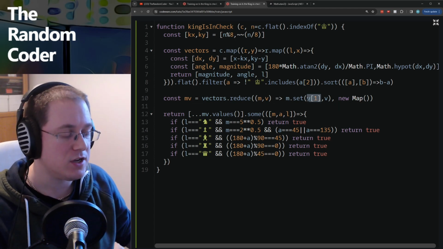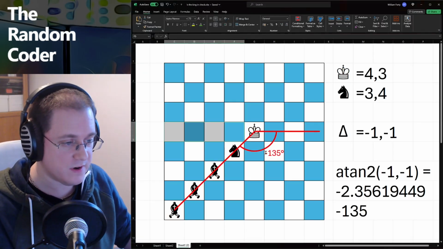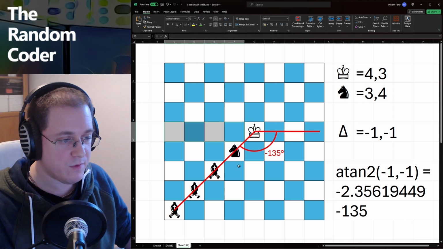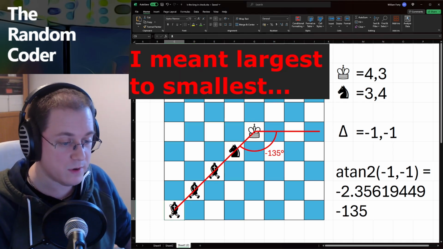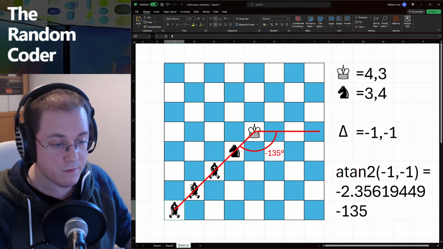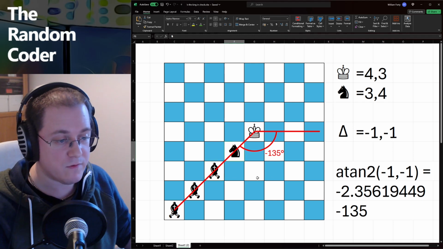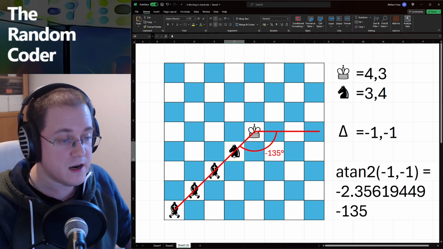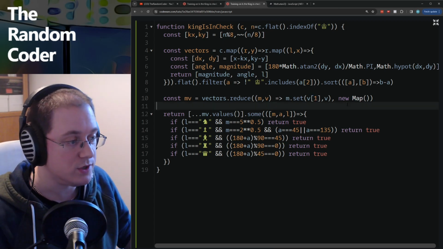And now each time we hit, say, 135 degrees, or minus 135 degrees, if we're going in order of magnitude, largest to biggest, we'll start with this bishop, and then we'll overwrite with this bishop, and then we'll overwrite with this bishop, and then finally we'll overwrite with this knight here. So that will be the net result of executing this reduce function.